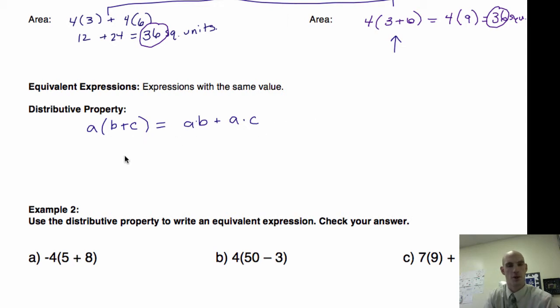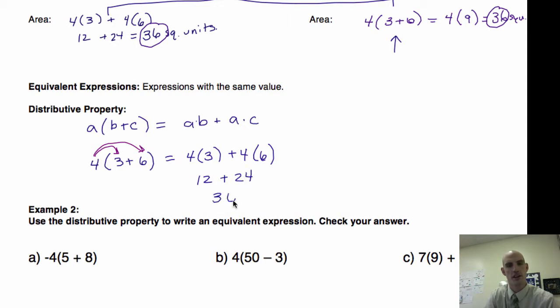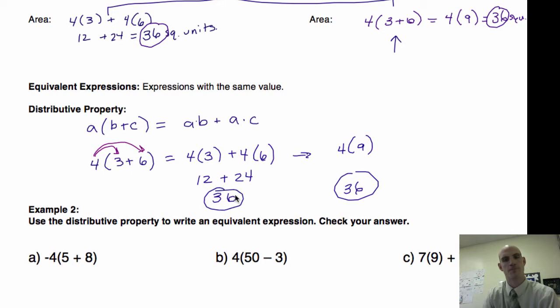Those are equivalent expressions. A way to model this with numbers would be 4 times (3 plus 6), and we distribute the 4 to each of the elements, creating two products equal to 4 times 3 plus 4 times 6. 12 plus 24 equals 36. Again, an equivalent expression would be 4 times 9, which gives us 36. We get the same answer.